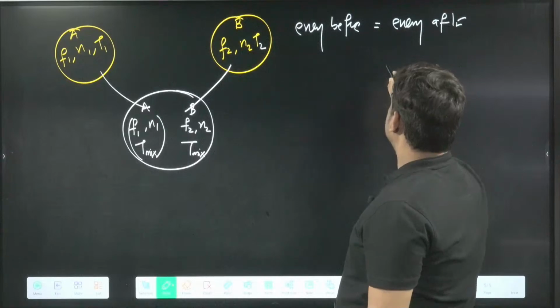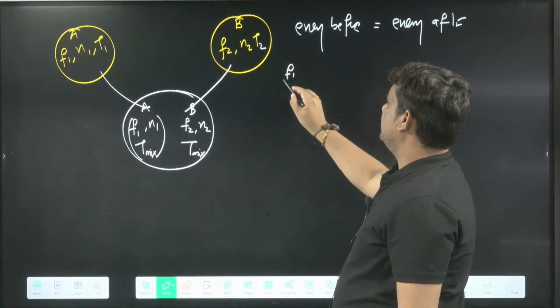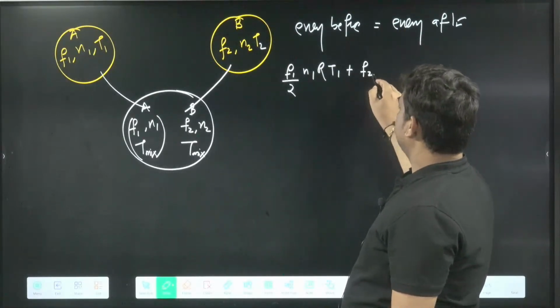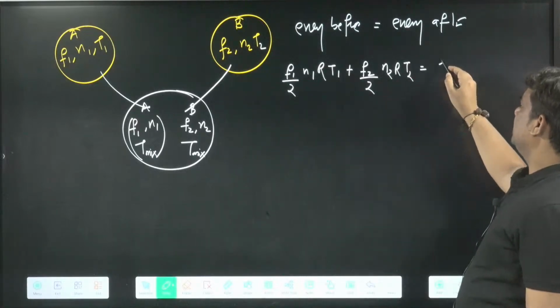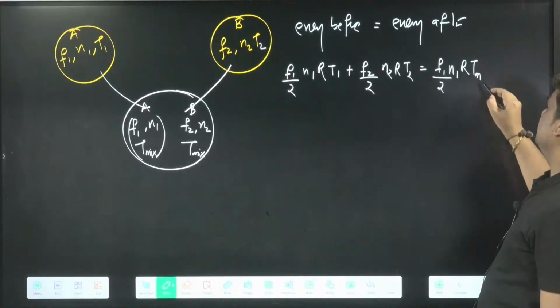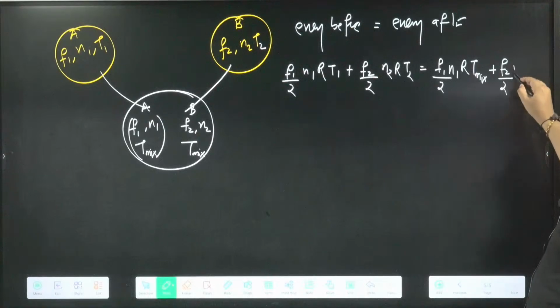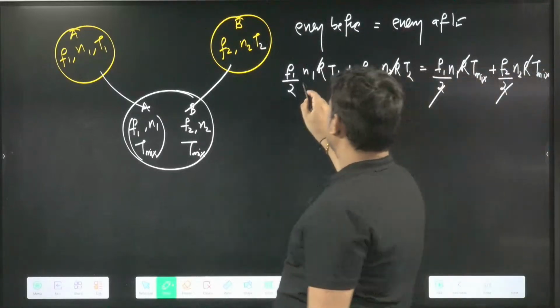So if I write energy before equal to energy after, before we can write F1 by 2 N1 R T1 plus F2 by 2 N2 R T2. After we can write F1 by 2 N1 R T mixture, and here also F2 by 2 N2 R T mixture. You can say R by 2 will be cancelled from everywhere.